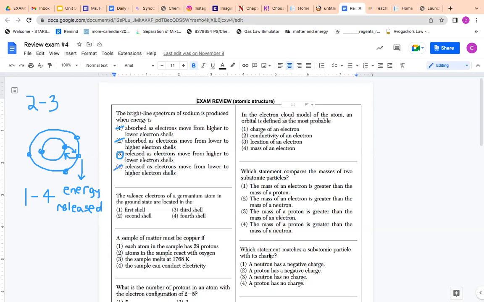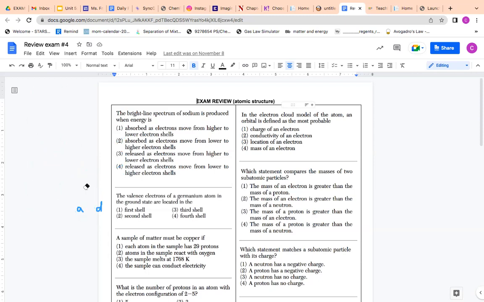Okay, moving on. Let me try to erase this. I don't really know how to do that. There we go. Okay.